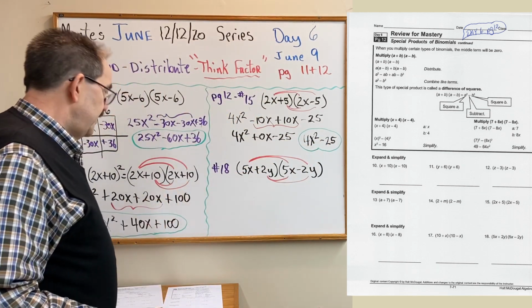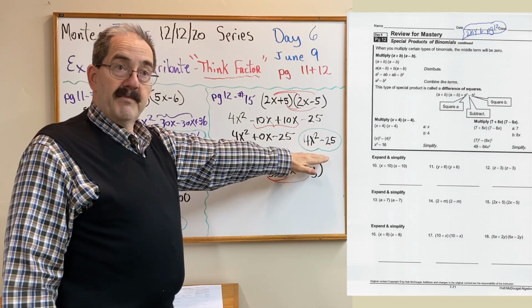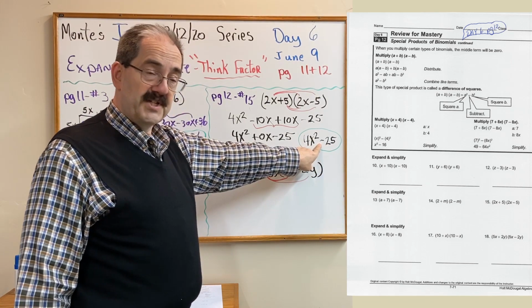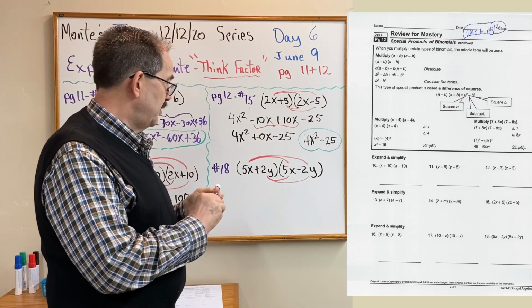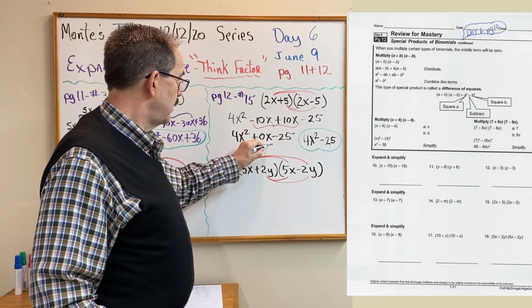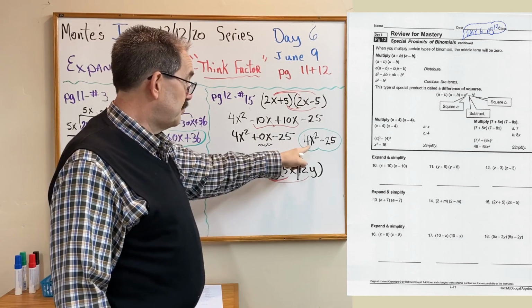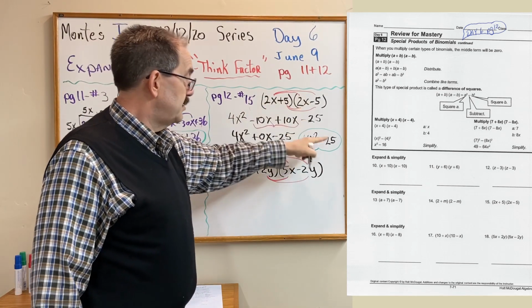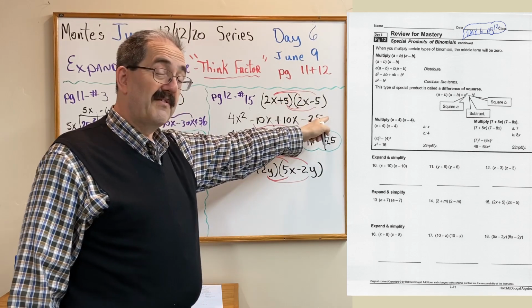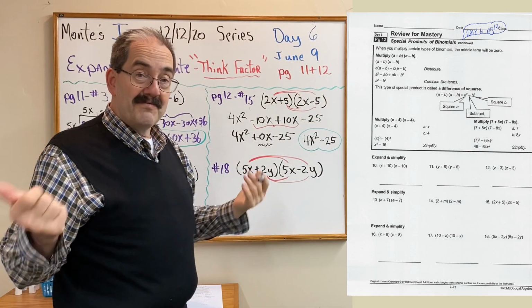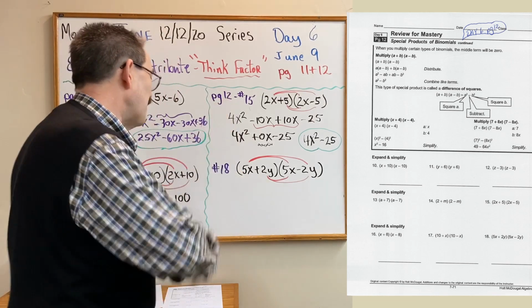The beauty of these special ones is whenever we see the middle term missing, as soon as you know the middle term is missing, think 0x. That means plus minus. The square root of 4, 2. Square root of 25, 5 and 5. One has to be negative. The middle term disappears. Let's do one more.